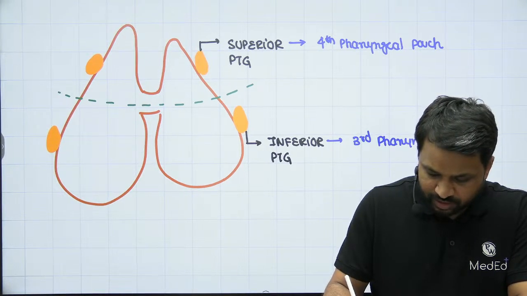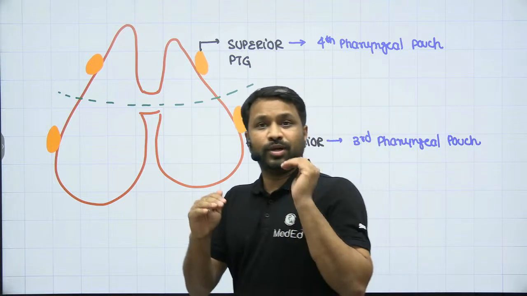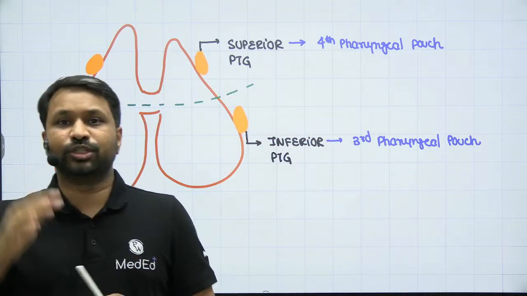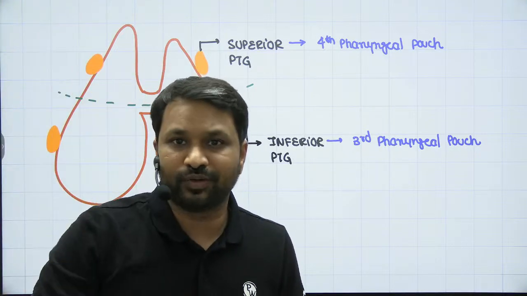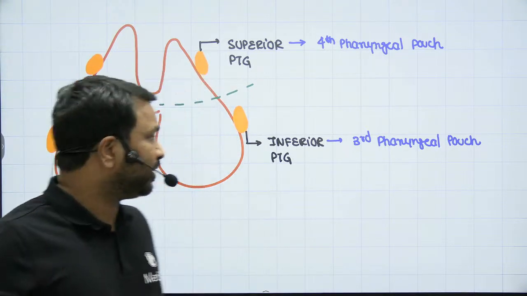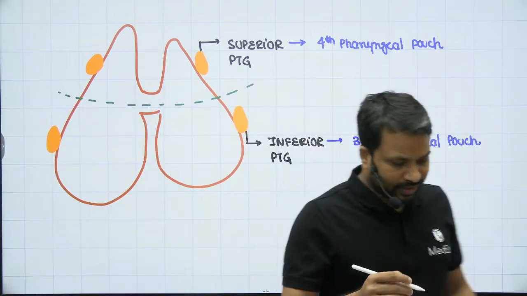The inferior arises from the third pharyngeal pouch, right? So rather than what you would normally think, that the third pharyngeal pouch should give rise to the superior parathyroid and the fourth should give rise to the inferior, it crosses over during embryonic development. Hence, the inferior is formed by the third, and the superior is formed by the fourth pharyngeal pouch.